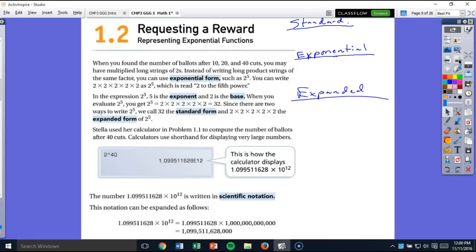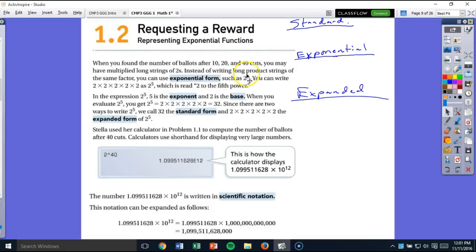So our problem with 1.2 is we are requesting a reward using exponential functions. Now we have a lot of definitions and things to go through here today. So we'll start right in with when we found the number of ballots after 10, 20, and 40 cuts, we may have multiplied long strings of 2. 2 times 2 is 4, times 2 is 8, times 2 is 16, and so on and so forth.